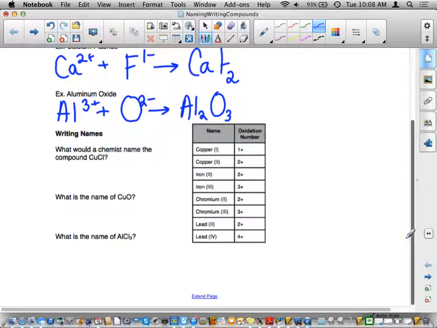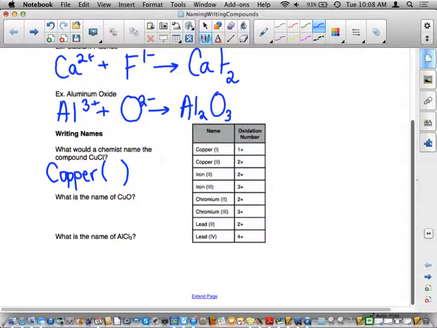So how we decide that, let's go ahead and write the name copper. I want you to put parentheses. In that parentheses, we're going to have to put a Roman numeral. The Roman numeral is going to tell us the charge or the oxidation number of that particular atom. To decide what the oxidation number is, we have to look at the second element listed.